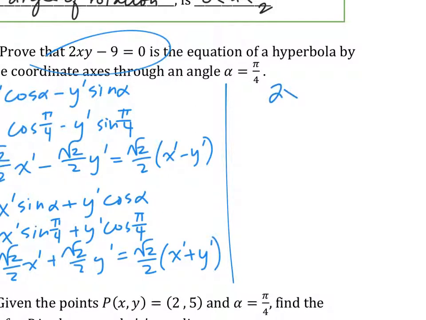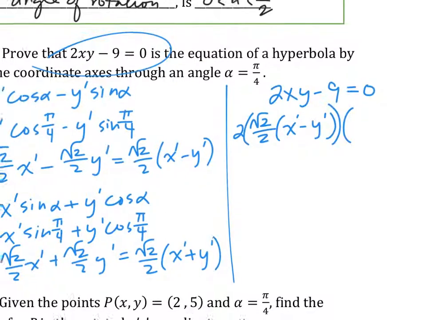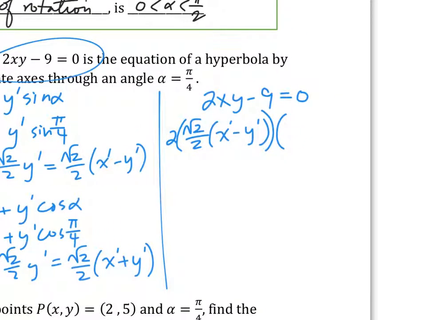Okay, so 2xy minus 9 equals 0. I'm going to substitute in x and y. So this is going to be 2 times x. x is square root 2 over 2 times x prime minus y prime. y is square root 2 over 2 times x prime plus y prime. Minus 9 equals 0.